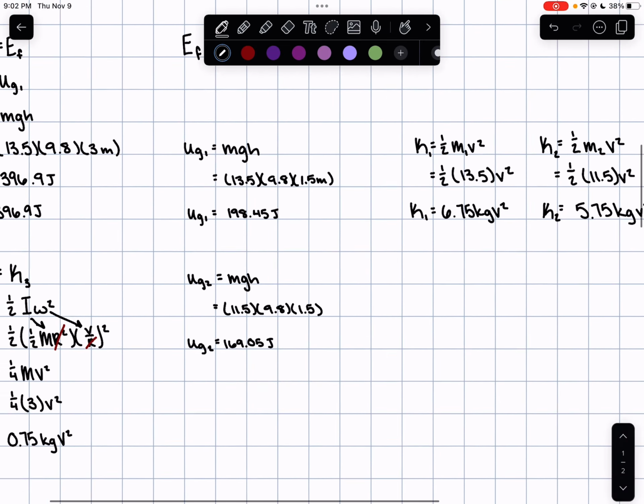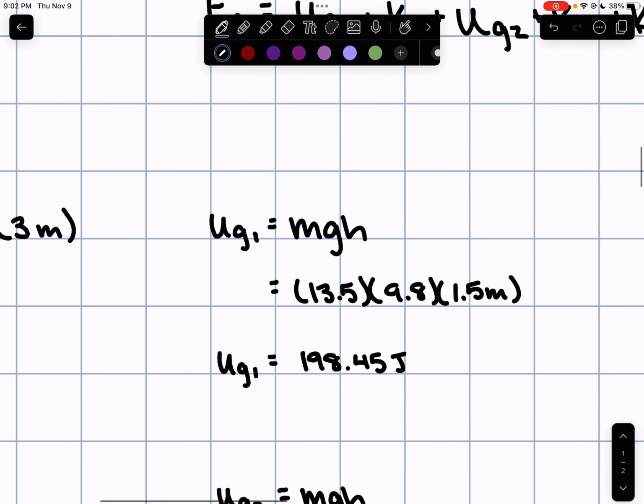Next, we can look at the two different potential energies. So potential energy 1 is equal to mgh, or mass 1 times g times the height, which is 13.5, 9.8, but this time the height is 1.5 because it's when they meet in the middle. So the middle of the height is just going to be 3 divided by 2, so 1.5 meters. You plug that into a calculator and get the potential energy 1 is equal to 198.45 joules.